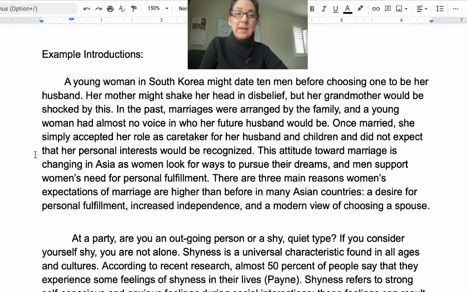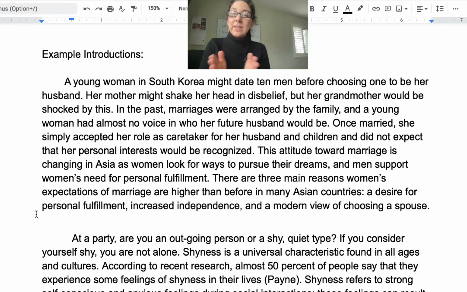and did not expect that her personal interests would be recognized. This attitude toward marriage is changing in Asia as women look for ways to pursue their dreams and men support women's need for personal fulfillment. There are three main reasons women's expectations of marriage are higher than before in many Asian countries: a desire for personal fulfillment, increased independence, and a modern view of choosing a spouse.